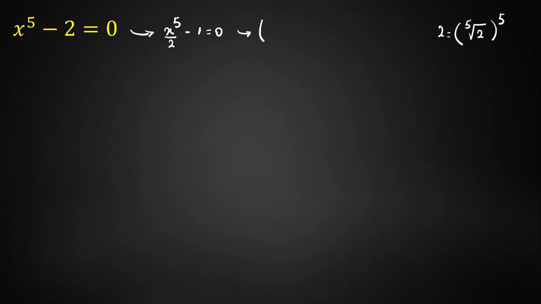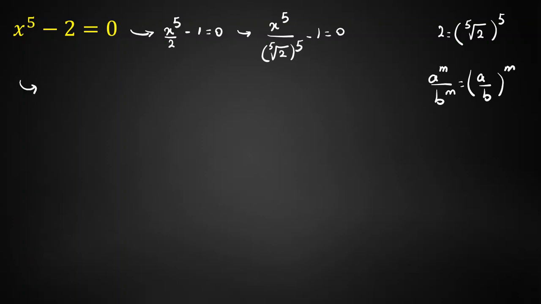So we can say it will be x to the 5 over the fifth root of 2 to the power of 5, minus 1 equal to 0. Now in the next step, if we have a to the m over b to the m, and a and b are positive, we can write it as a over b to the m. So here we can write x over the fifth root of 2, to the power of 5, minus 1 equal to 0.